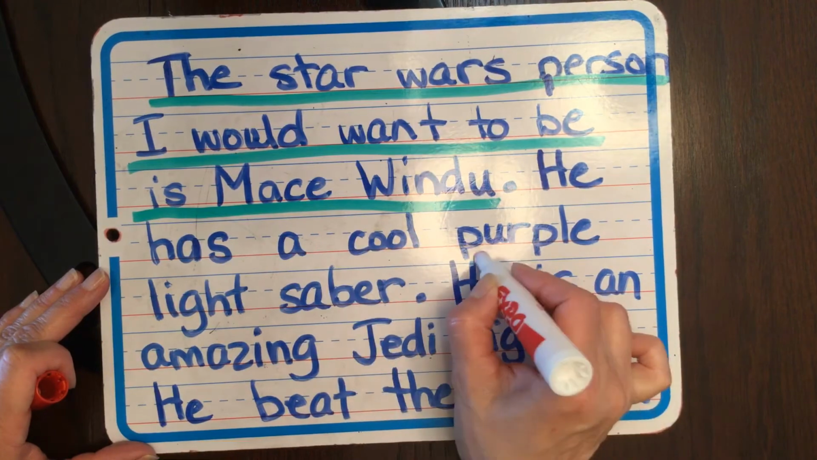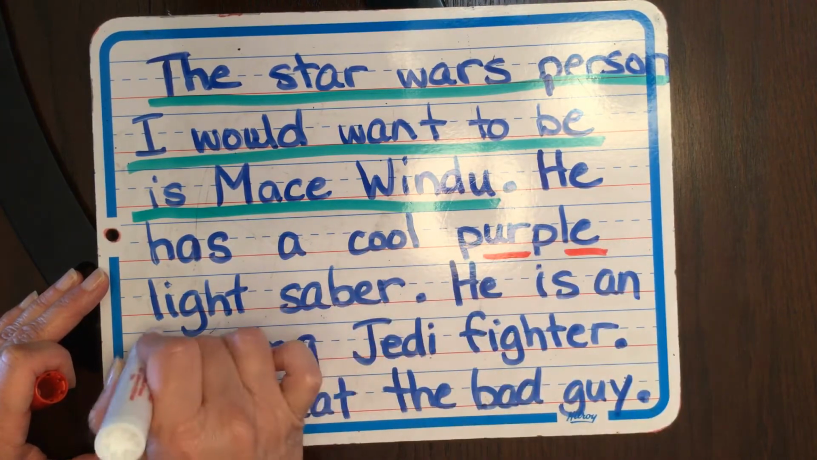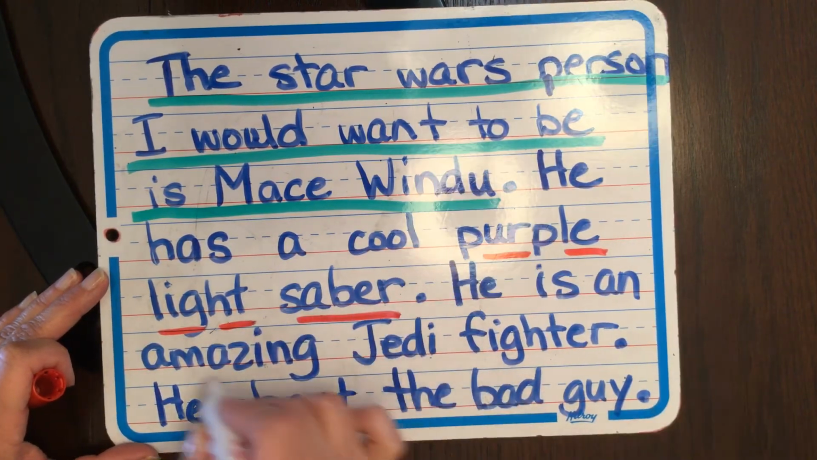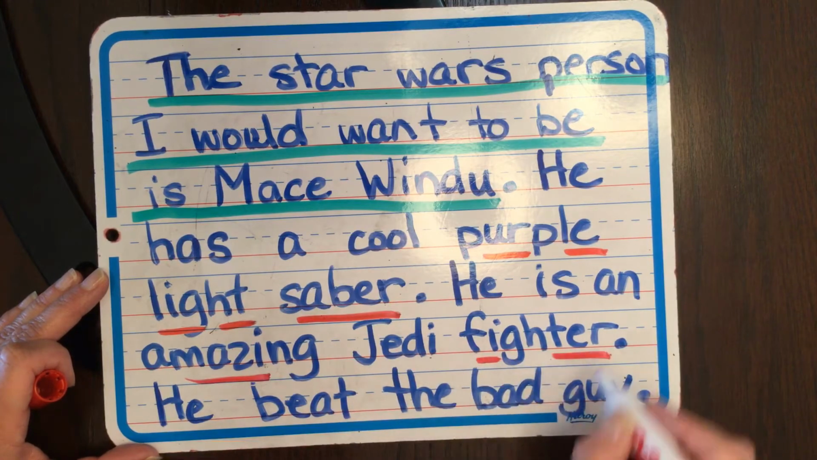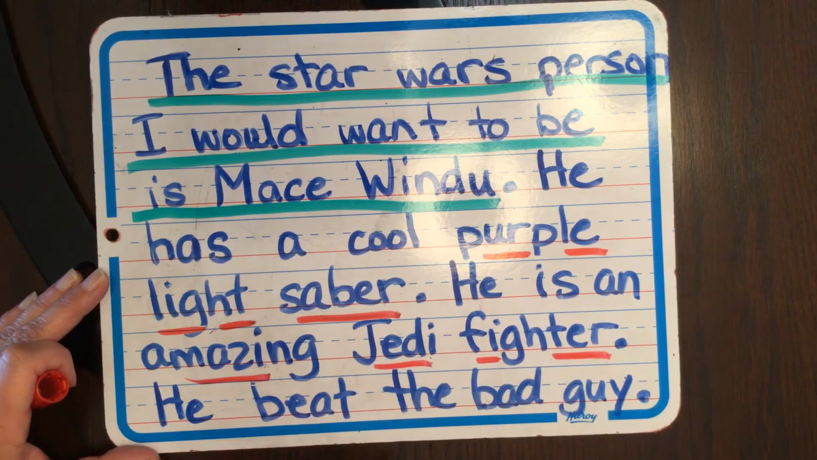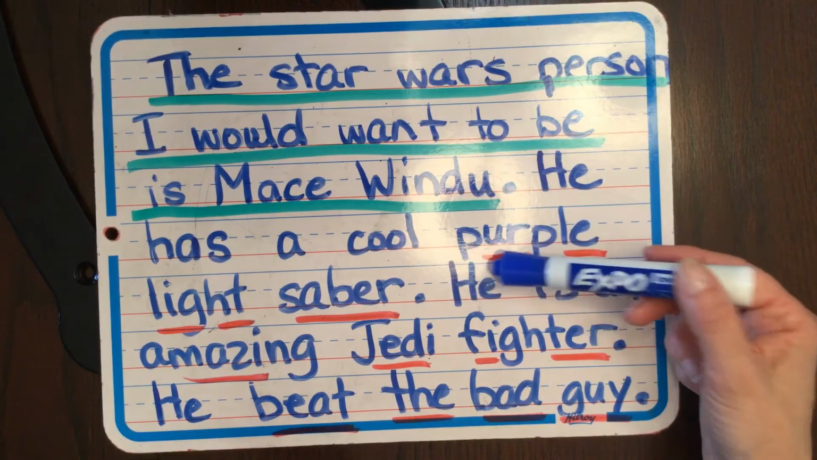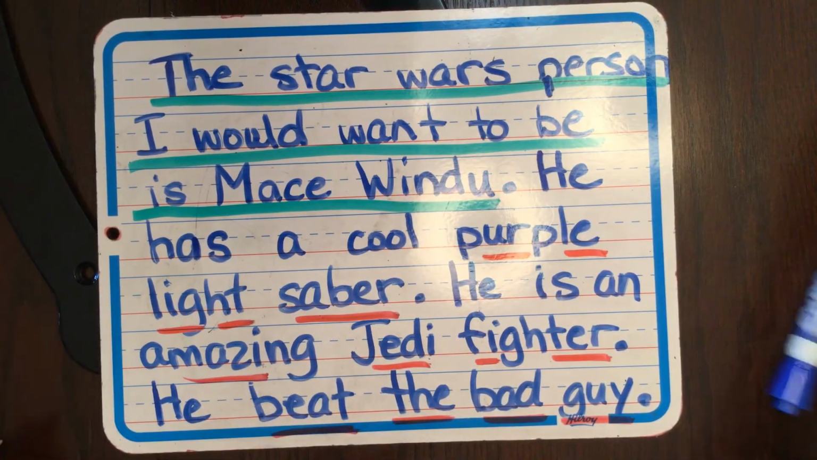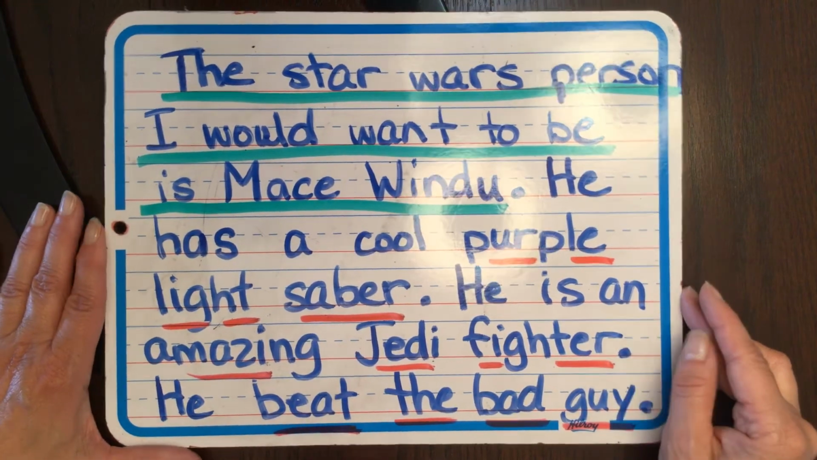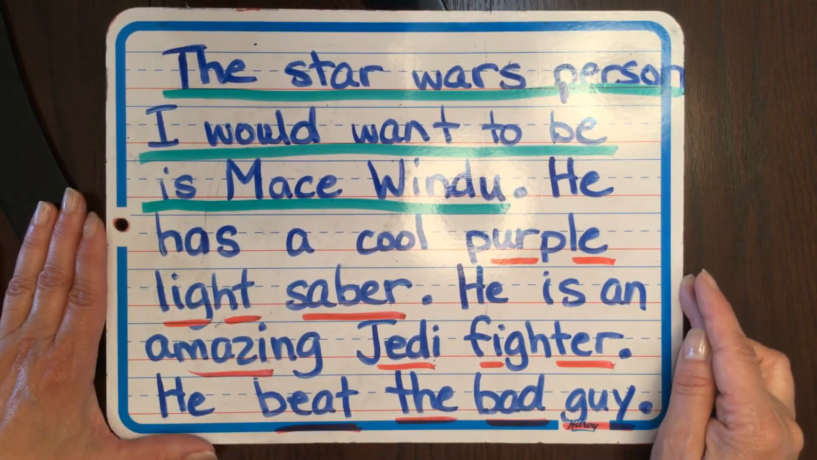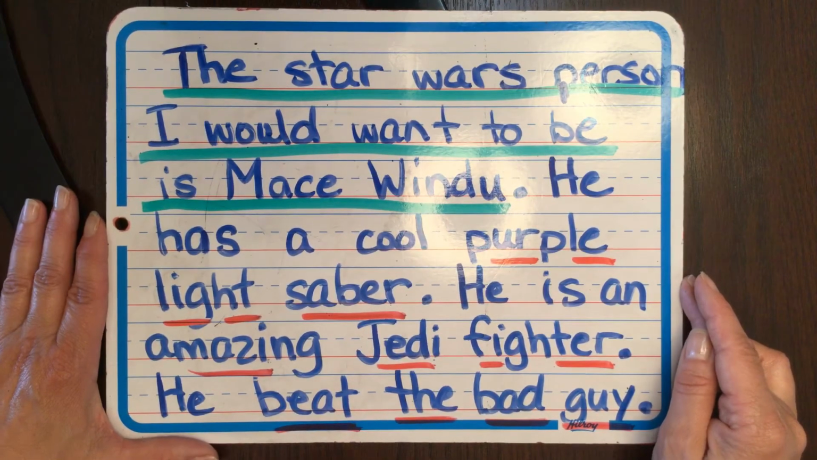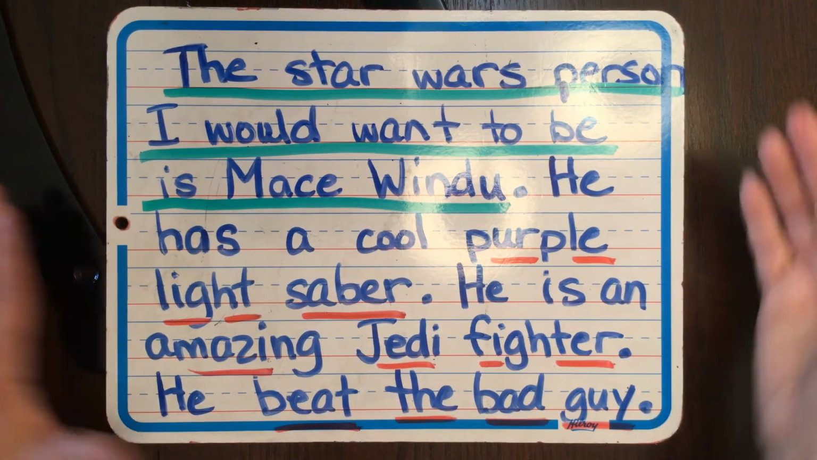He has a cool purple lightsaber. He's an amazing Jedi fighter, and he beat the bad guy. 3 clear reasons on 3 separate sentences. So I started with he for each of them because it happens to be a he. If you want to be somebody who is Chewbacca, it might be an animal. You might use it. If you want to be Princess Leia or one of the other warriors, you might say she.